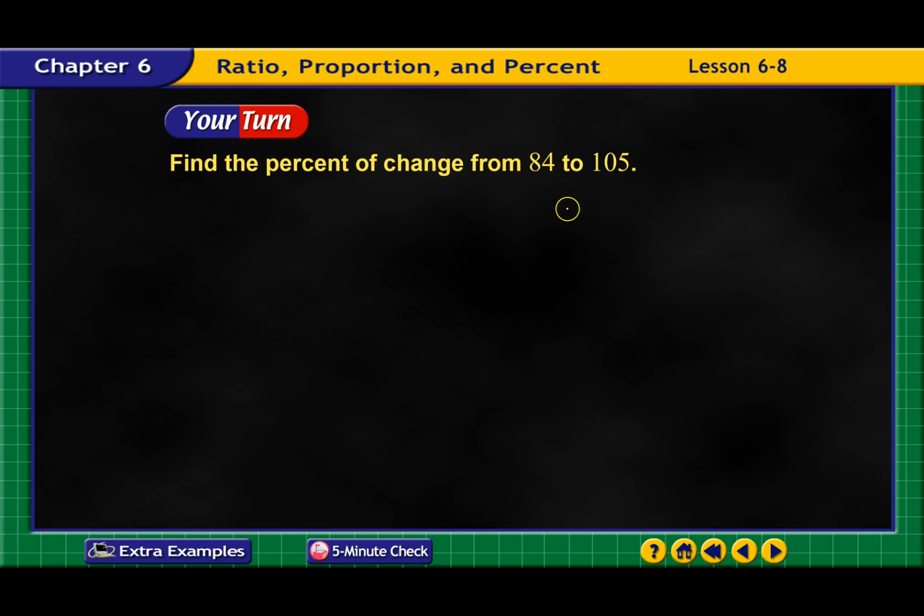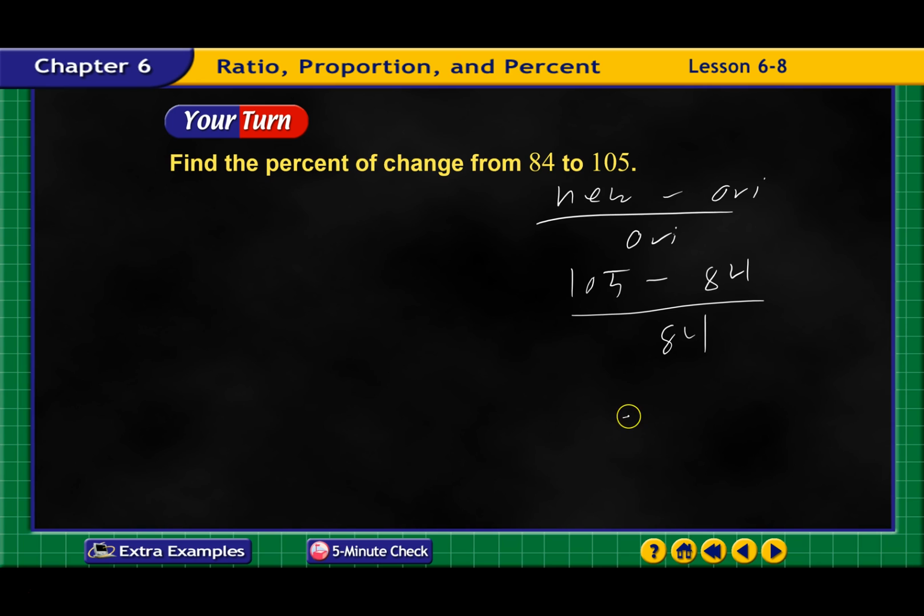All right, so I take my original. I'm going to try that formula we did there. So it was new minus original over original. So my new one is 105. My original is 84, over 84. So that'd be 105 minus 84. Gives me 21 over 84. That comes out to 0.25 or 25%, because they want a percent change.